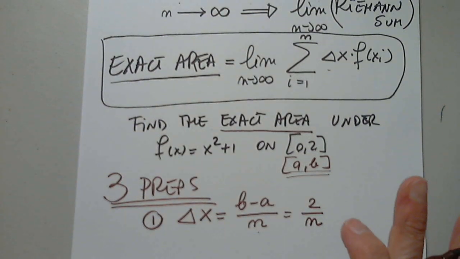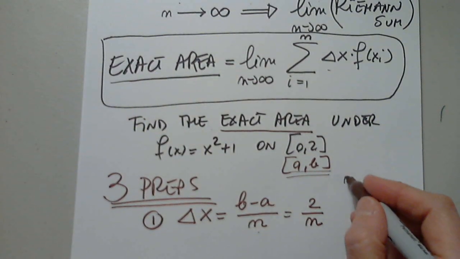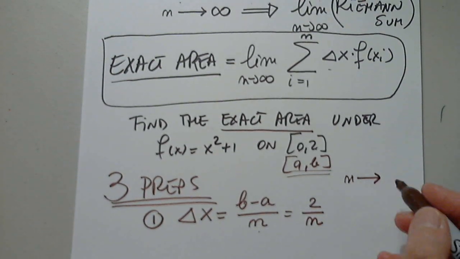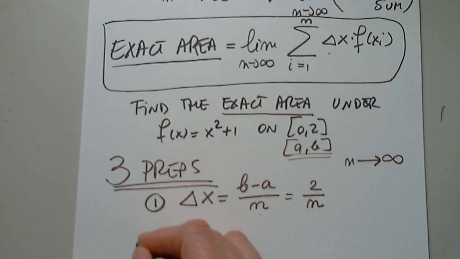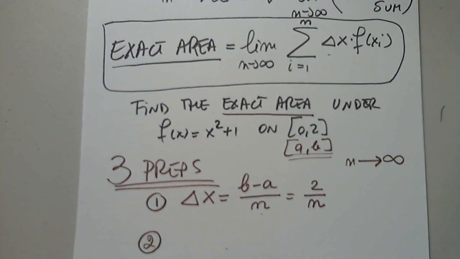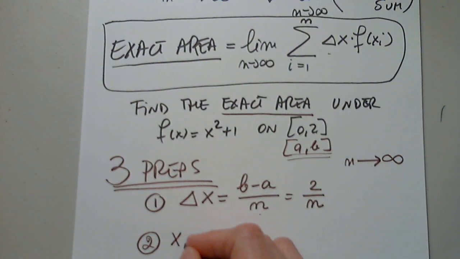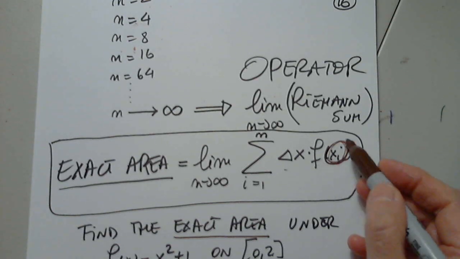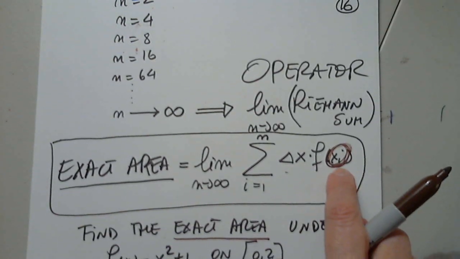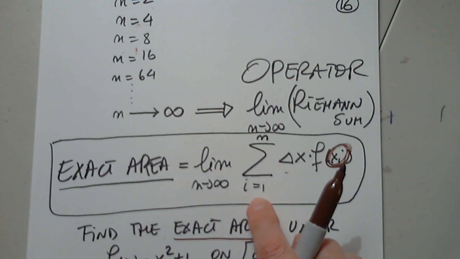n is not given to us now. n is the number of subintervals that will approach infinity. We don't have a fixed number for n. Preparation number 2 is something called xi, because this one depends on the position.